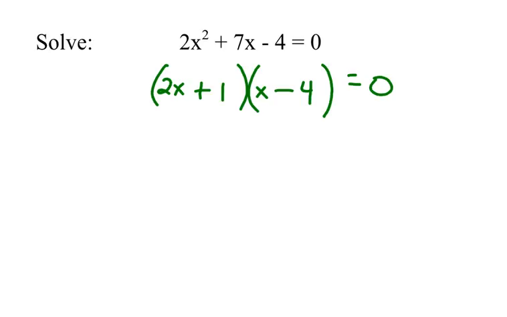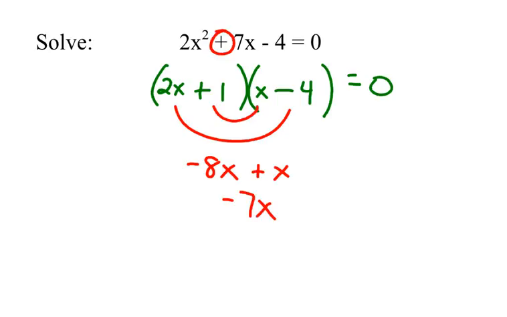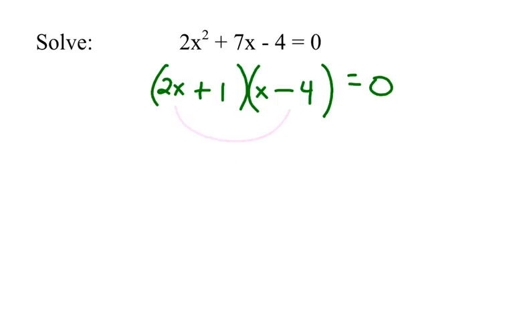But we need to be careful because this will give me negative 8x. This will give me positive x. That would give me a negative 7x, but I want a positive 7x. So I better go back and switch my signs. I like where my numbers are. I like where my terms are, but I better switch the signs. I'll make this the plus, and we'll make this the minus.